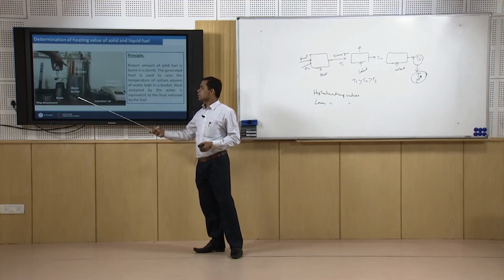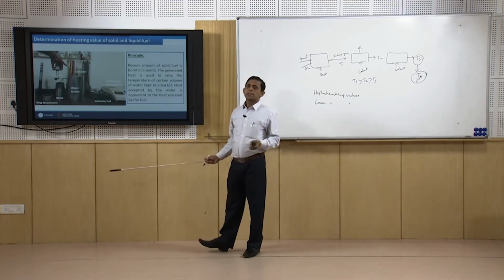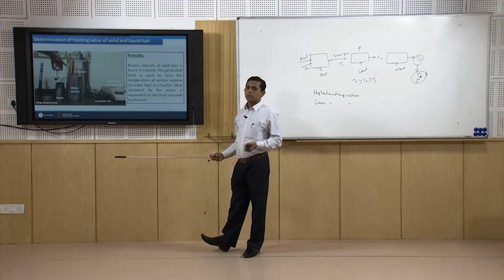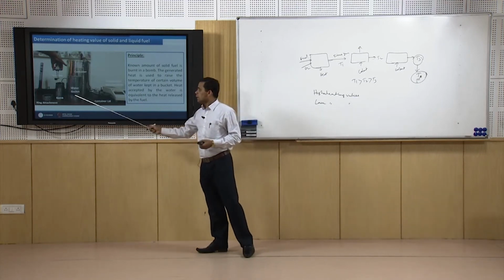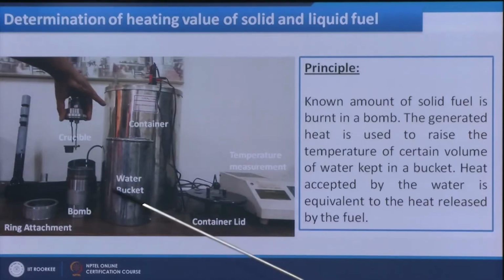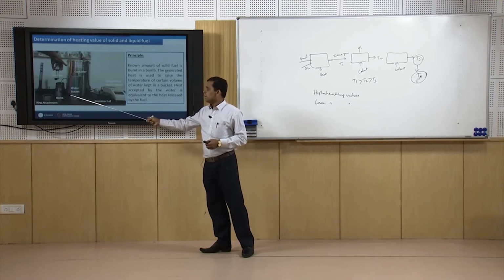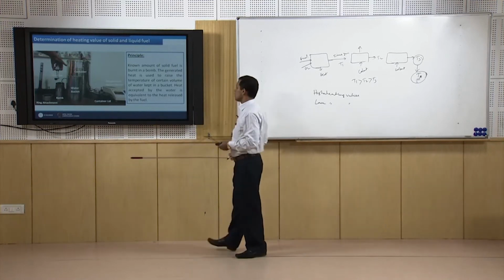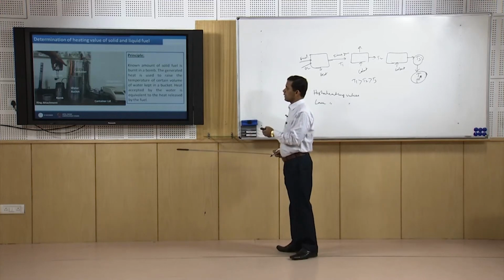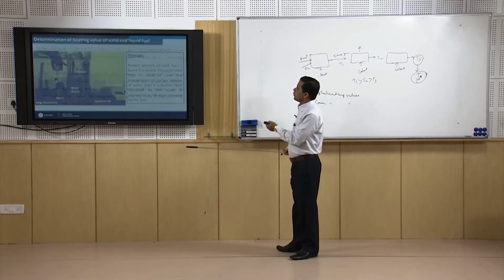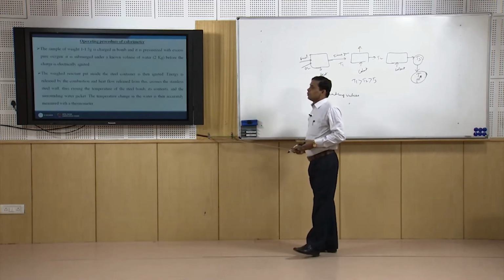So, this is the mechanism: the heat released by the solid or liquid waste is captured by the bomb as well as the water inside the bucket, and the temperature rise is measured. So, m Cp ΔT, the amount of heat received by the water and the bomb, is equal to the amount of heat released by the solid or liquid materials in the bomb.